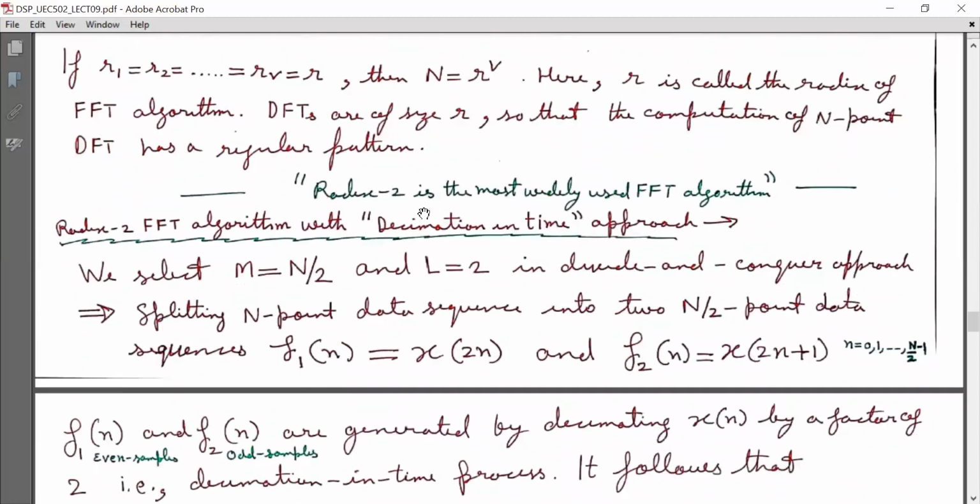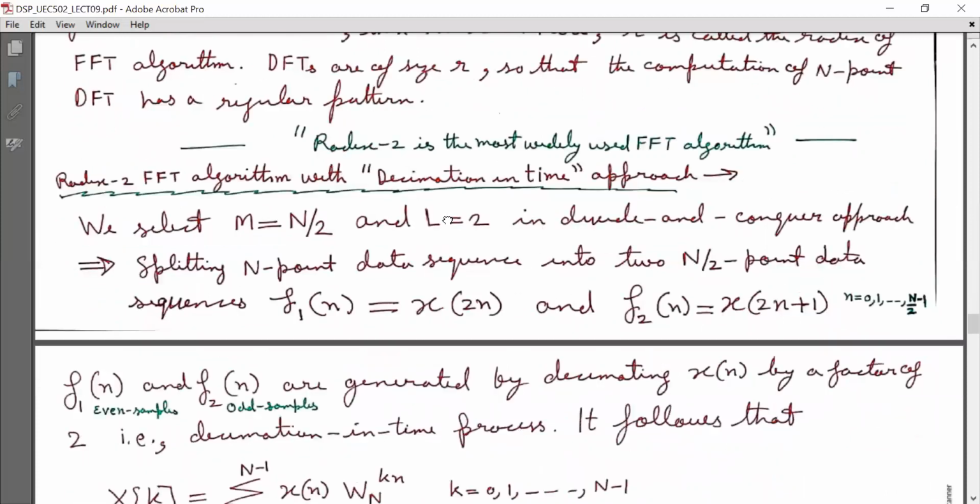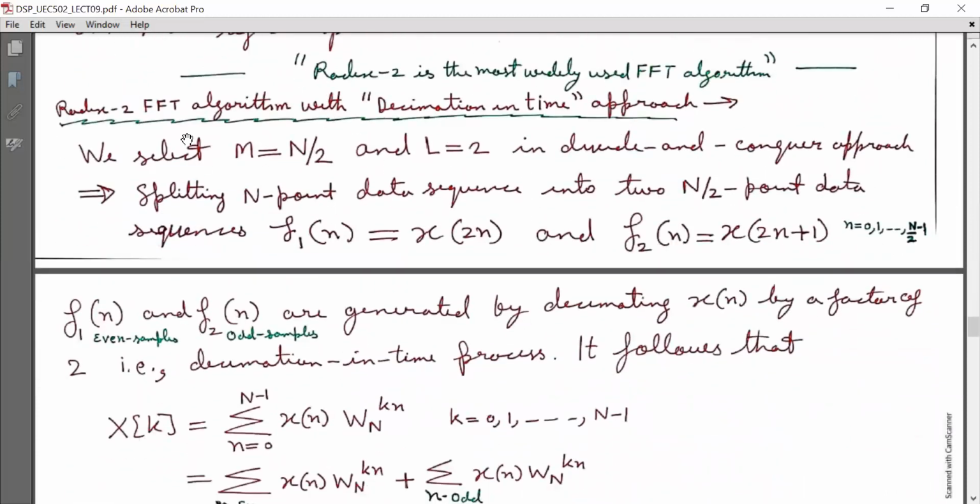The radix 2 is the most widely used FFT algorithm. That is why we are discussing it in detail. The radix 2 FFT algorithm with decimation in time approach. The radix 2 FFT algorithm has two approaches: one is decimation in time and one is decimation in frequency. So first we will discuss the decimation in time approach.